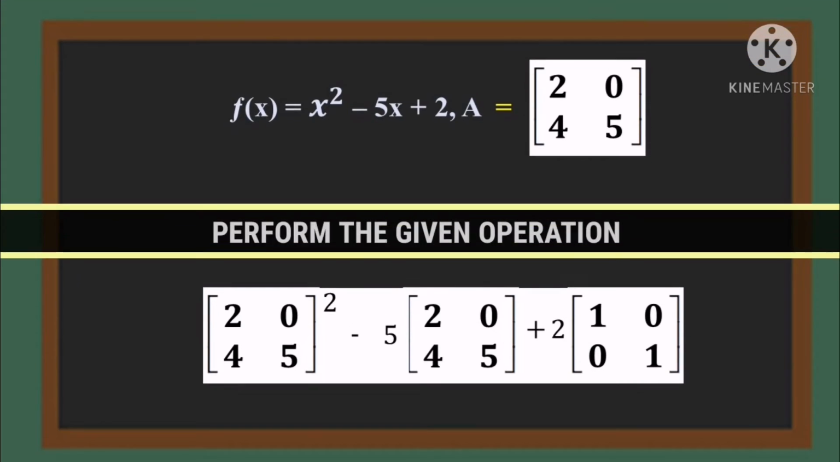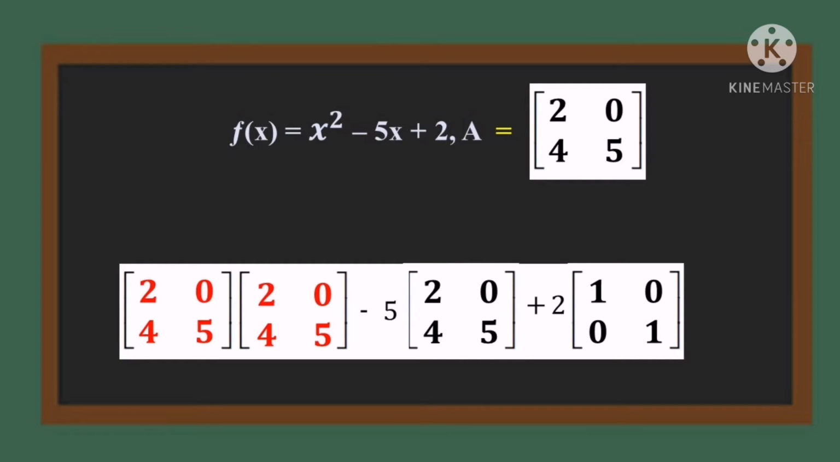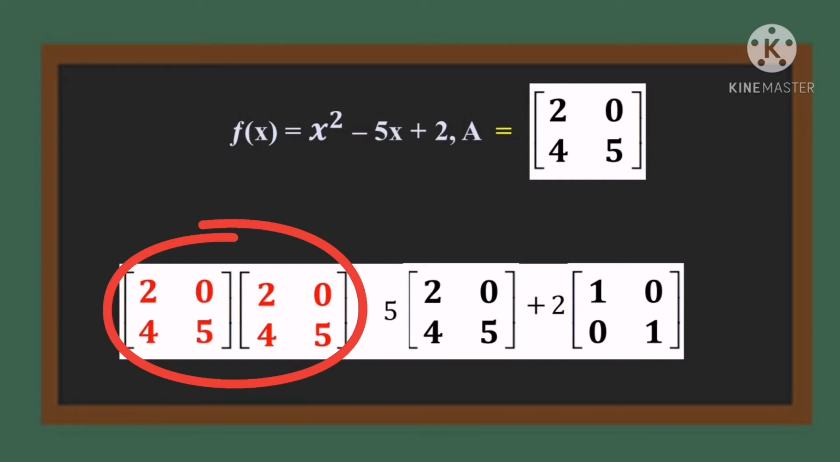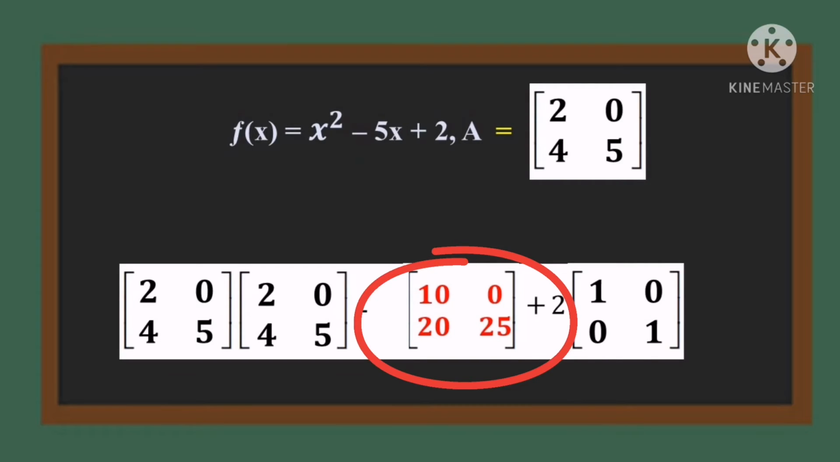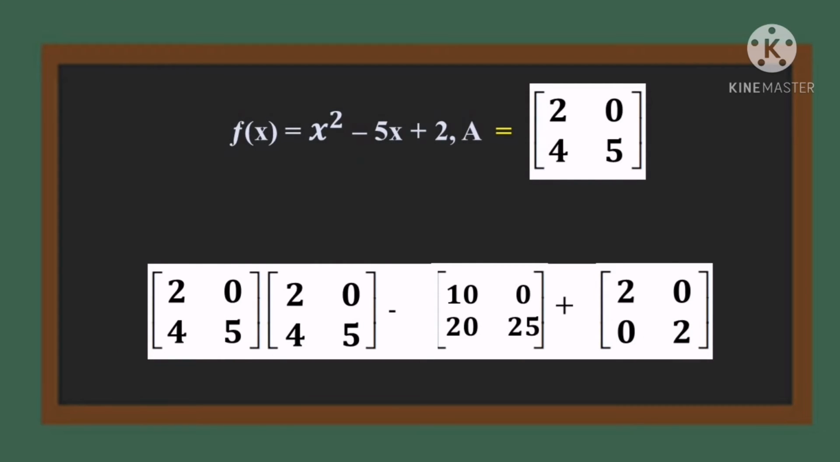The next thing you need to do is to perform the given operation on each matrix. A squared is equal to the matrix 2, 0, 4, 5 times itself. Then next is 5 times the matrix A. The rule in this operation is to multiply the constant to each number inside the matrix. So the result will be 10, 0, 20, 25. Same rule for 2 times the identity matrix, we just multiply the constant into the matrix. So we get 2, 0, 0, 2.